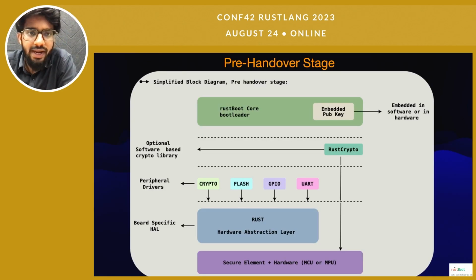Let's get into our pre-handover stage. In the pre-handover stage, we have a couple of things here. We have a Rustboot core bootloader. It has an embedded public key, embedded in software or in hardware.